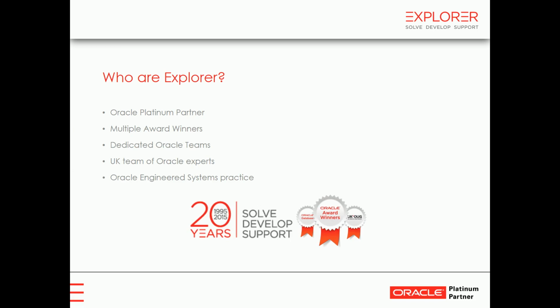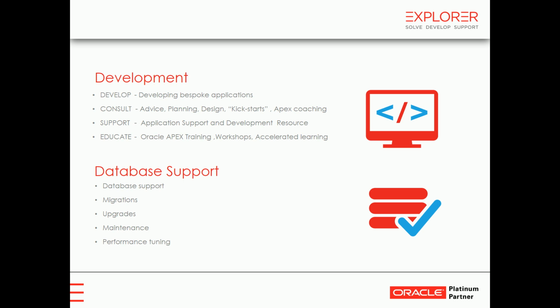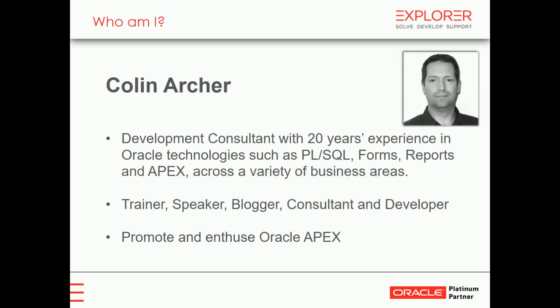Who are Explorer? Well, we're an Oracle Platinum Partner. We've won multiple awards such as Database Partner of the Year and Engineered Systems Partner of the Year, and we have dedicated Oracle teams for development, which I work for, database support and engineered systems. This slide shows what the development and support teams do. In development, we develop, consult, support and educate, and the support team deal with database support, migrations, upgrades, maintenance and performance tuning.